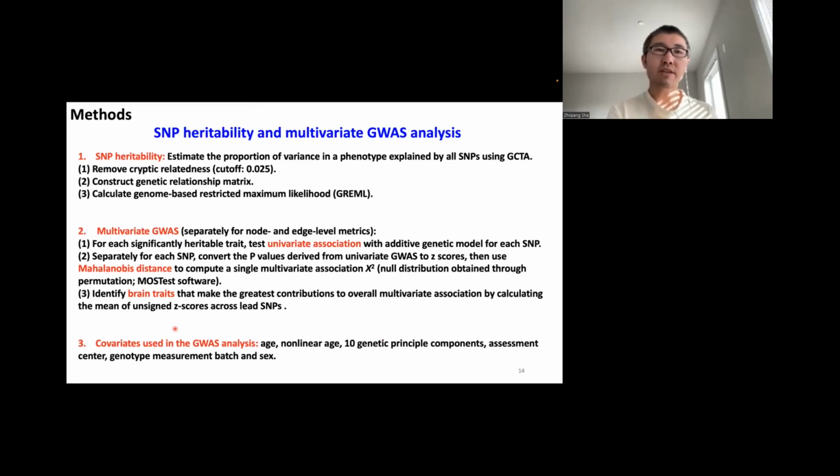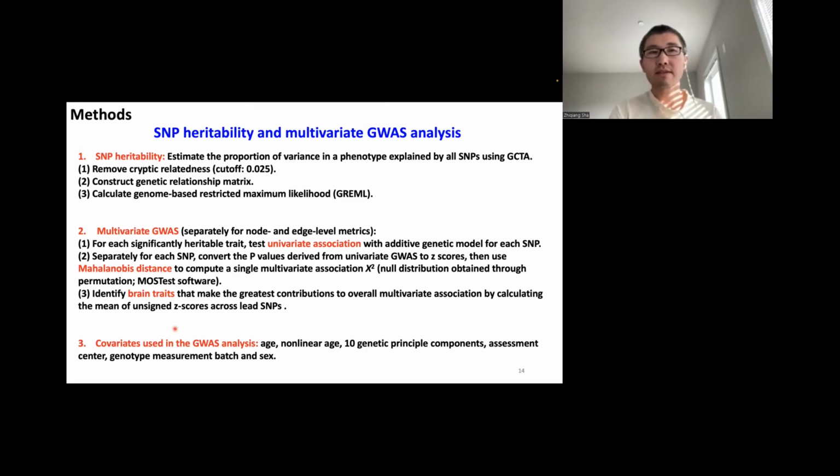So specifically, after removing the cryptic relatedness, we constructed a genetic relationship matrix between each pair of individuals and calculated genome-wide restricted maximum likelihood. And for the multivariate GWAS analysis, we first tested the univariate variant associations separately for each SNP and heritable trait. And then for each SNP, we converted the p-value to z-score and then used Mahalanobis distance to compute the multivariate association statistics. And finally, we also identified some important regions or connectivities that make the greatest contribution to the overall multivariate associations. So this is to identify some important regions or connectivities driving the multivariate association signals.